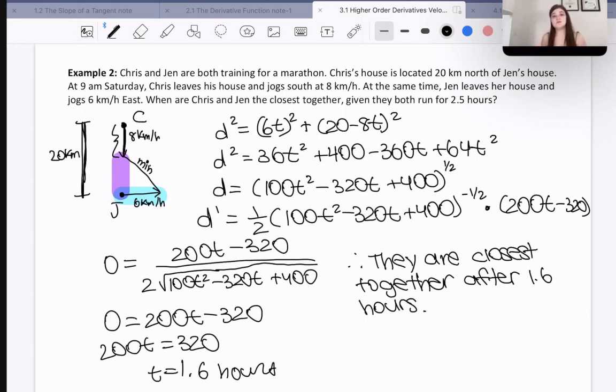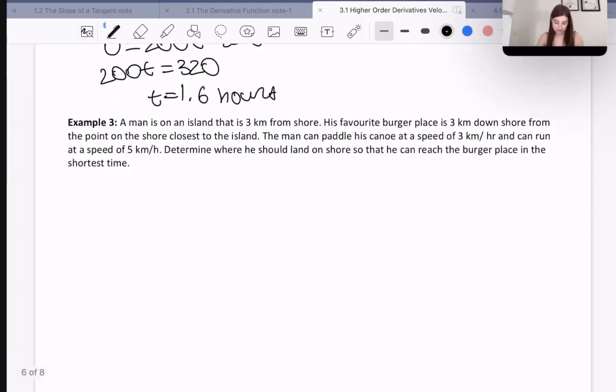Now, let's say it wasn't. What would we do then? Well, we would look for the endpoints and figure it out that way in that situation, but we did not actually have to do that here because we figured it out without needing any endpoints. Very good. All right, let's move on to example 3.